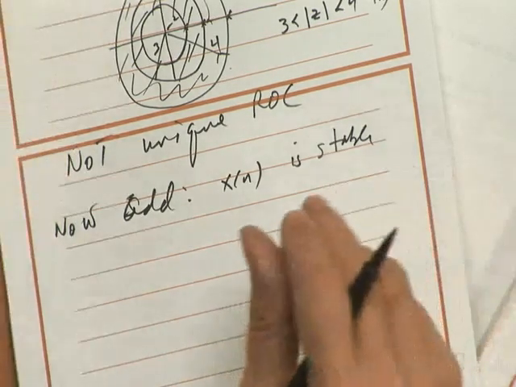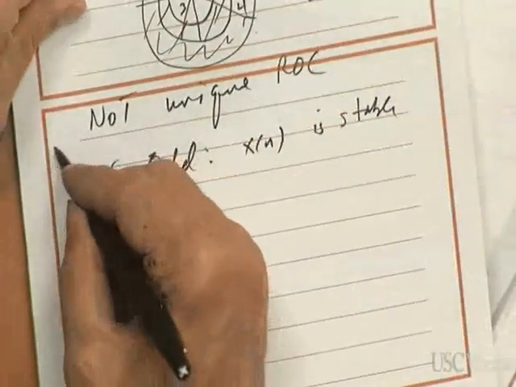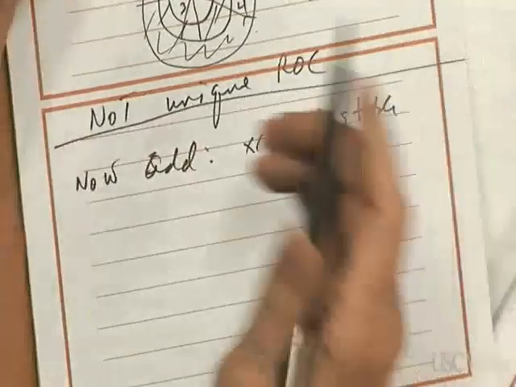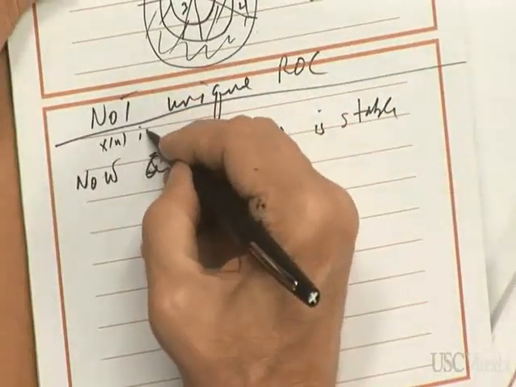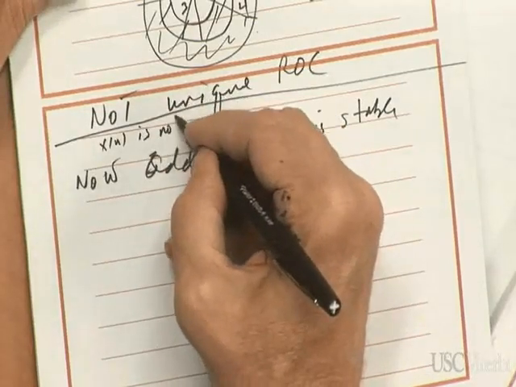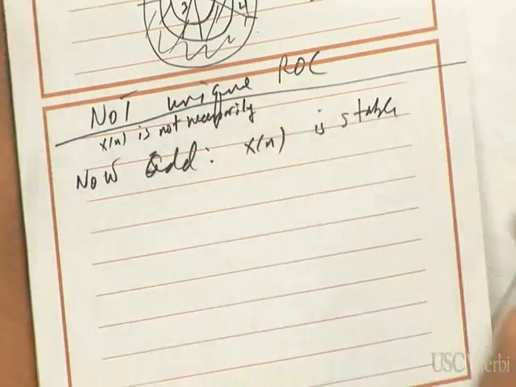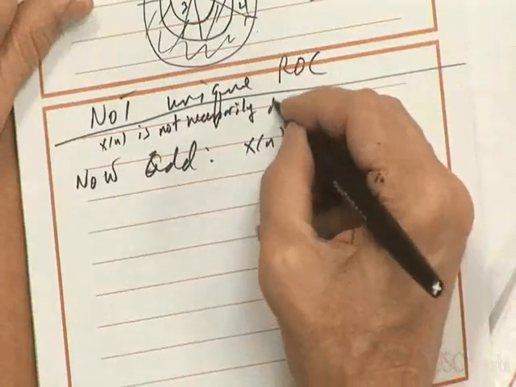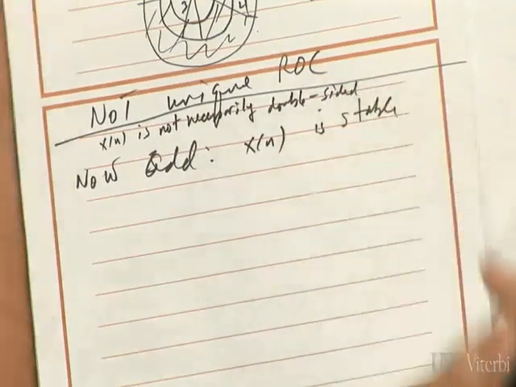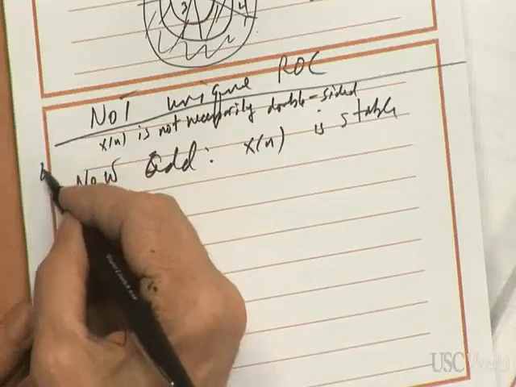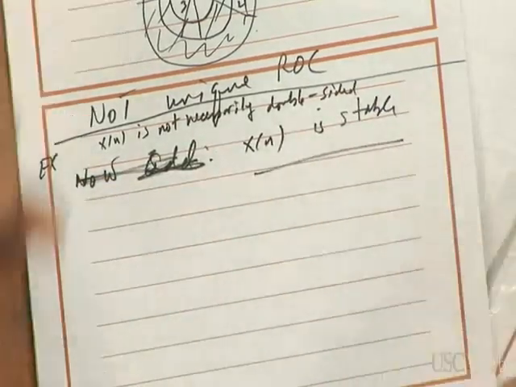Oh, you know what? Never mind. Yeah, I'm sorry, x of n is, I'm going to remove that first condition. It's not necessarily double-sided. So I'm going to remove that side information. My side information here, for this example, is simply that x of n is stable.